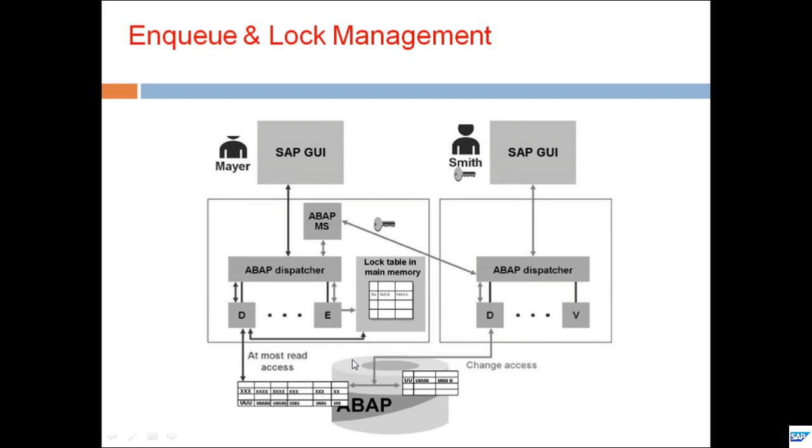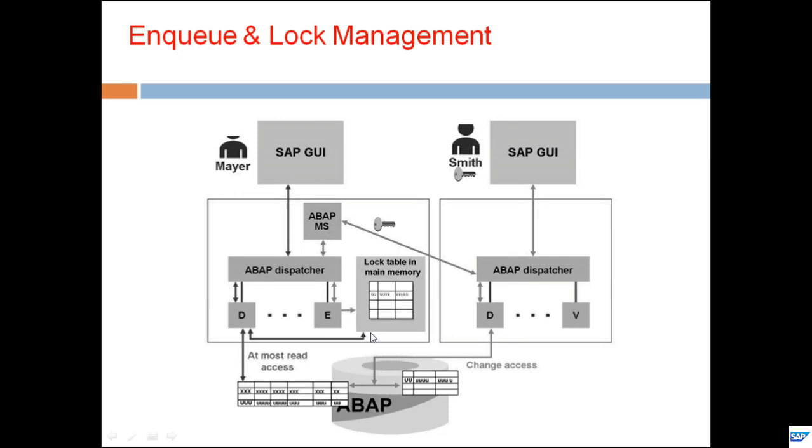The lock key is kept in the user context in the shared memory. So where is the lock key? It will be kept in the shared memory. So if the dialog work process that processes the user request and the enqueue work process are not running on the same instance, then these two work processes communicate through the message server.